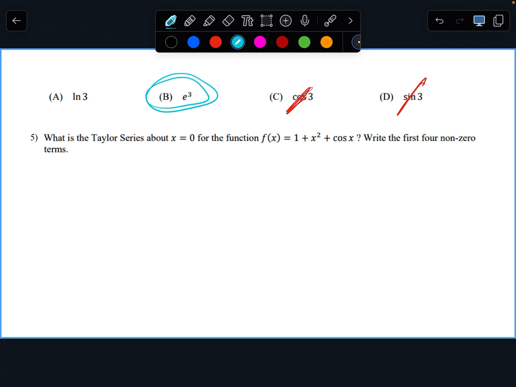When you got adding ones, this one's kind of weird. Okay, start with your cosine, because that's the only one you kind of know. So cosine x we know is 1 minus x squared over 2 factorial plus x to the 4th over 4 factorial. Do I have to do the general? No! Yes! Okay, this one says write the first 4 non-zero terms, so I don't need the general.